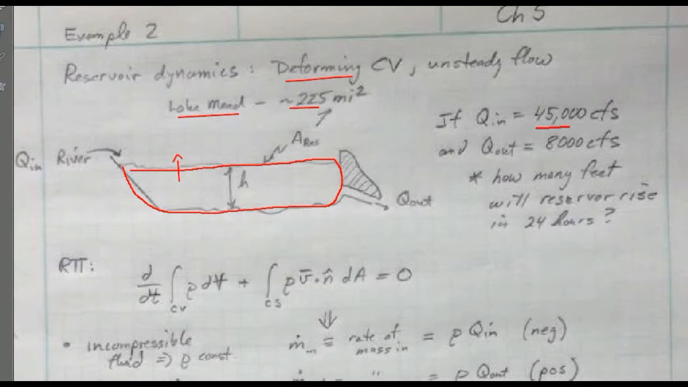We have a river that's coming in at a high flow rate, 45,000 cubic feet per second, and it's being released more slowly at 8,000 cubic feet per second. So we want to know how many feet the reservoir will rise in 24 hours. This might be a storm happening, so there's a larger flow coming in than there is coming out.